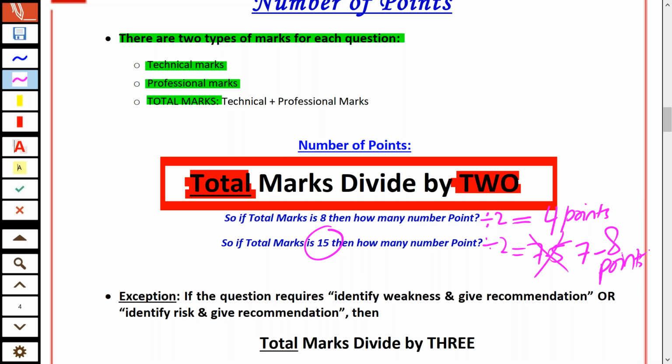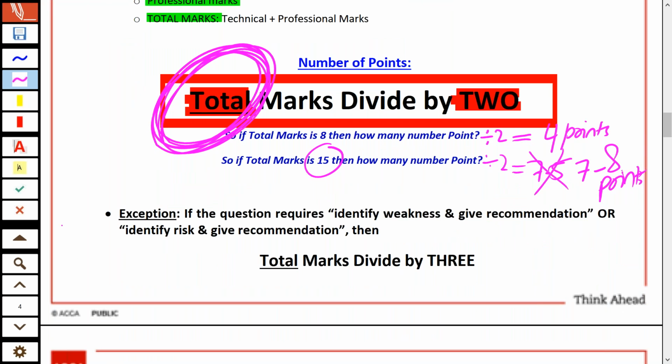Easy. But make sure that you always use total marks divided by 2. Now there is a small exception. So the total marks divided by 2 is the usual thing, but there is an exception.